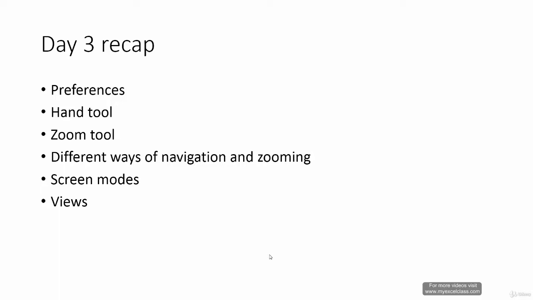Next, we learned about the hand tool. It is a good way to navigate your canvas. And then we learned about the zoom tool, how we can zoom in and zoom out. The advantage of the zoom tool over other methods is you can zoom into a particular area. You can just drag a rectangle around the area and it will automatically zoom in to that area.